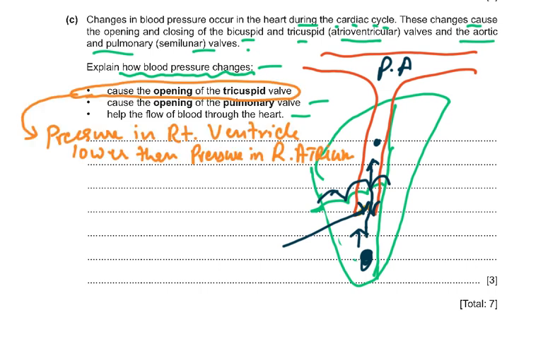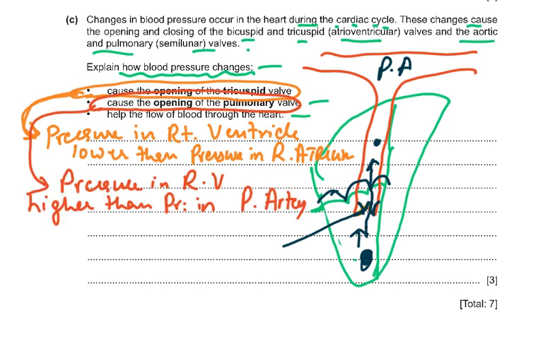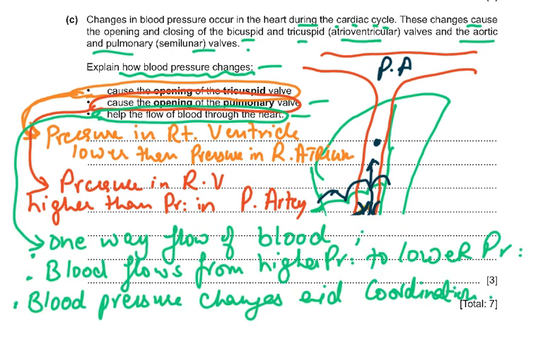So the answer for the opening of the tricuspid valve is pressure in the right ventricle is lower than the pressure in the right atrium. Right? So I'm giving you the answer so that you can see which one is talking about which one. The second one causes the opening of the pulmonary valve: pressure in the right ventricle is higher than pressure in the pulmonary artery. To help the flow of blood through the heart, there are three marking scheme points. One-way flow of blood, blood flows from higher pressure to lower pressure, and blood pressure changes aid the coordination of the cardiac cycle. And of course that results in semilunar valve is open when tricuspid valve is shut.